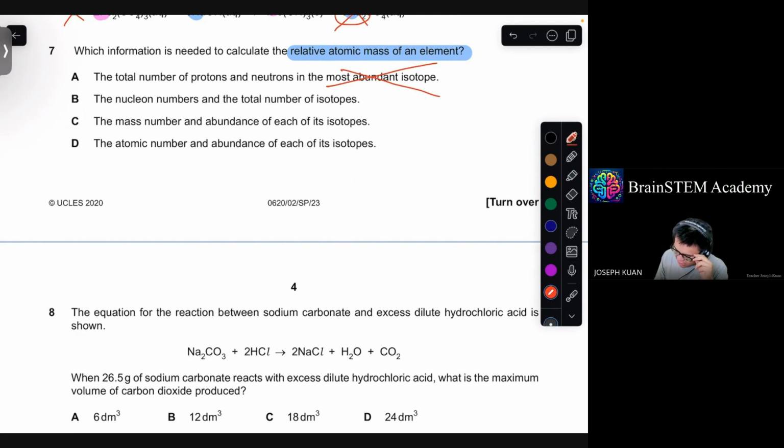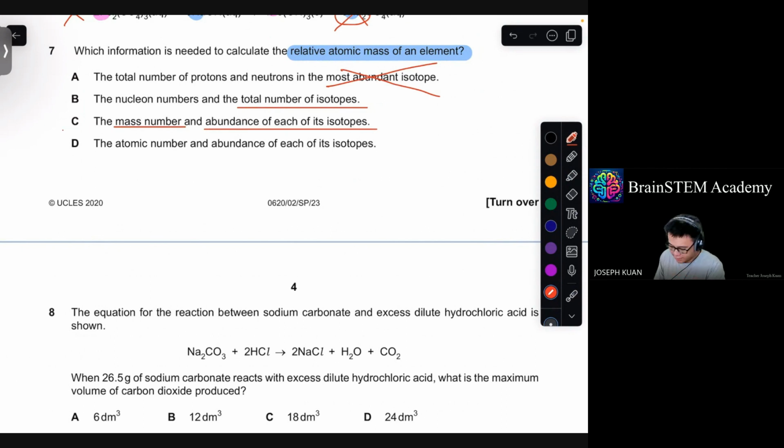B, the nucleon numbers and the total number of isotopes. Not exactly accurate. Right, it's not too specific in terms of it didn't mention about relative abundance. So C, the mass number and the abundance of each of its isotopes. There's actually a better answer than D, right? Because you're considering the mass and also you're considering the abundance of each of the isotopes. So the answer is C.